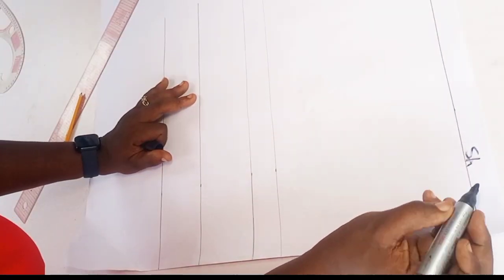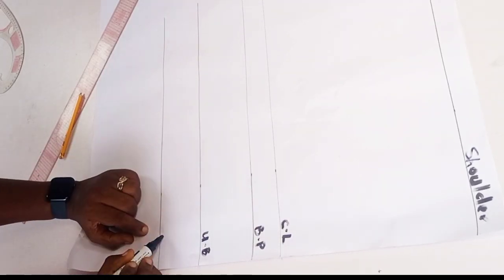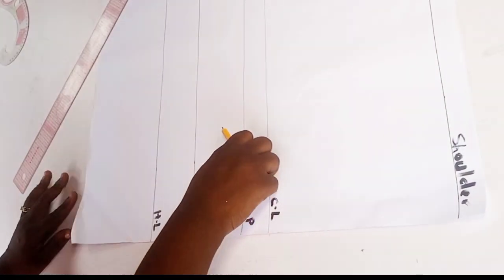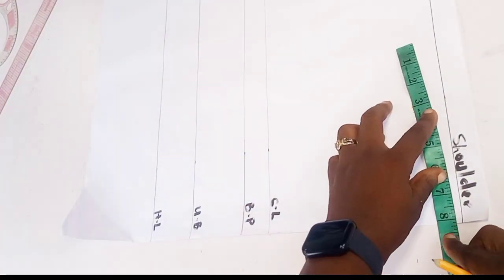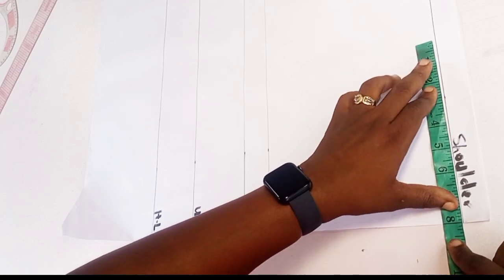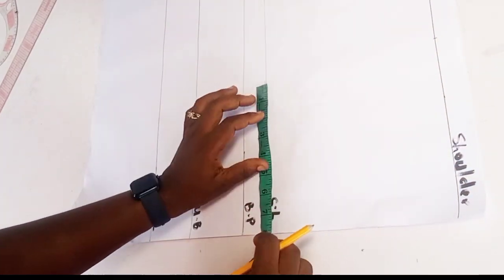Now I'll go ahead and label my lines: the shoulder line, the chest line, the bust point, the under bust, and the half length. These are all the lines that are needed for this pattern. Now on the shoulder line, I'll take my shoulder measurement divided by 2. In this case, the shoulder is 16, and divided by 2 is 8 inches.